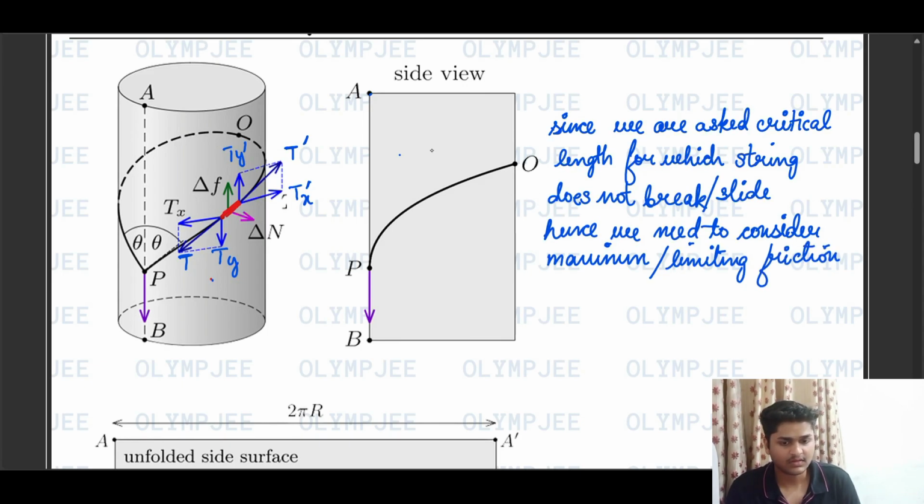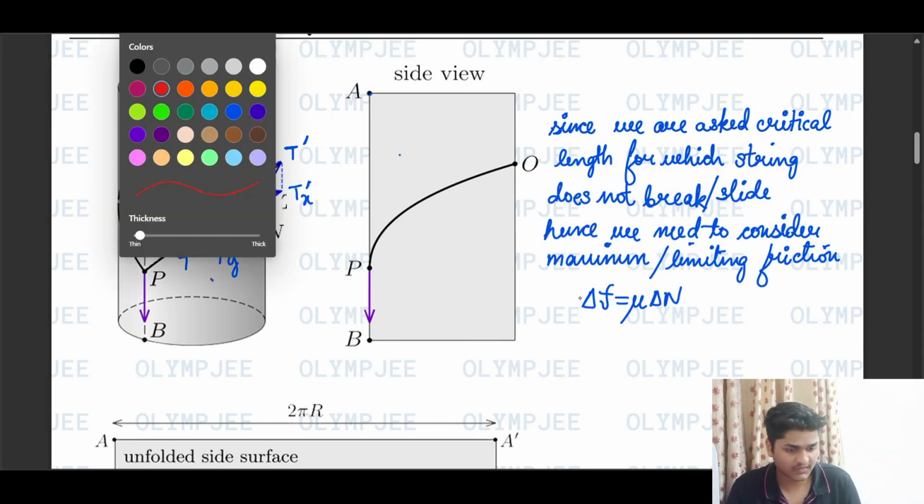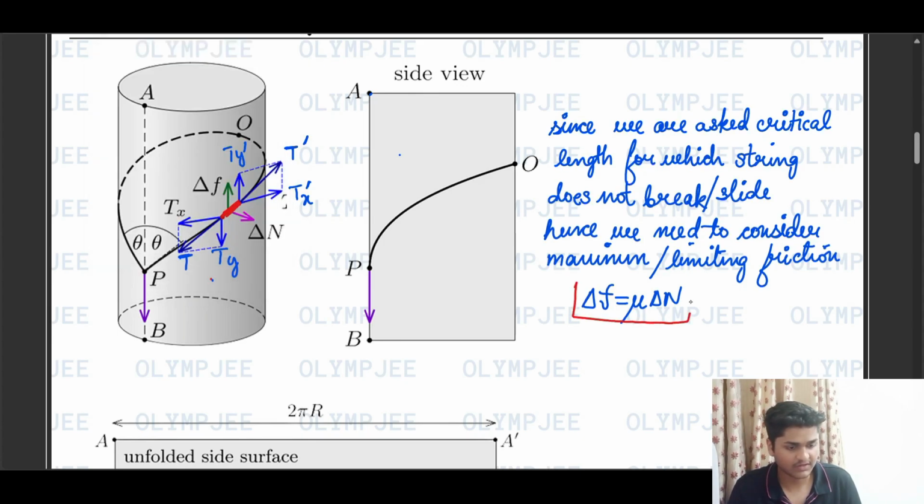Hence, the symbol of friction is delta F, because all these forces are acting on this very small element. So we are taking delta F and delta N. So delta F will be equal to mu into delta N, which is the limiting force. We know this from laws of motion. So this is the first equation that we found out.